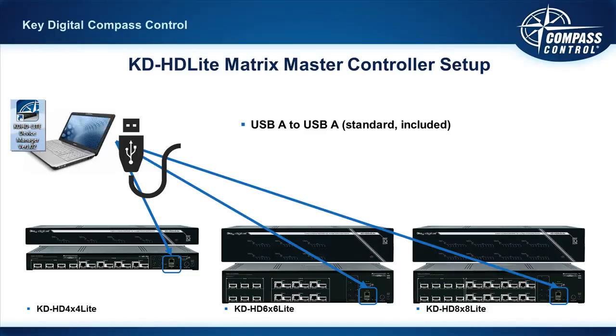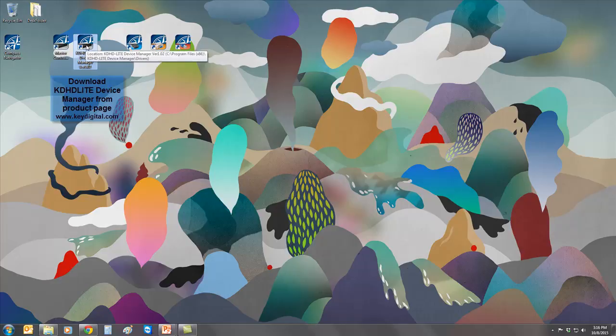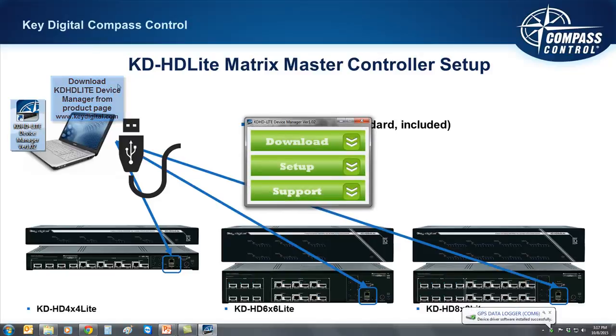And it's done similar or identical with a USB cable. However, the difference is the USB cable is a USB A to A type cable. It is not a USB A to micro cable. Now that cable is included in the packaging for your HD 4x4 Lite, HD 6x6 Lite, or HD 8x8 Lite. And the software we're going to use is the HDLite Device Manager software. It is the same software whether you're using a 4x4, 6x6, or 8x8.